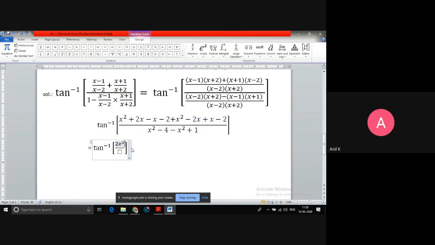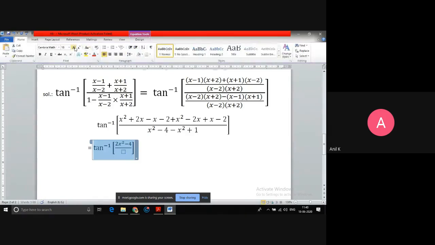Here there are no x terms. Now what constant terms do you have? This constant term is minus 2. And here also the constant term is again minus 2. So it is going to be minus 4. Right? All the terms are simplified. So the numerator is simplified. Let me increase the size. Look at the denominator. Plus x square minus x square is getting cancelled. Here you have minus 4 plus 1, which is going to be minus 3.